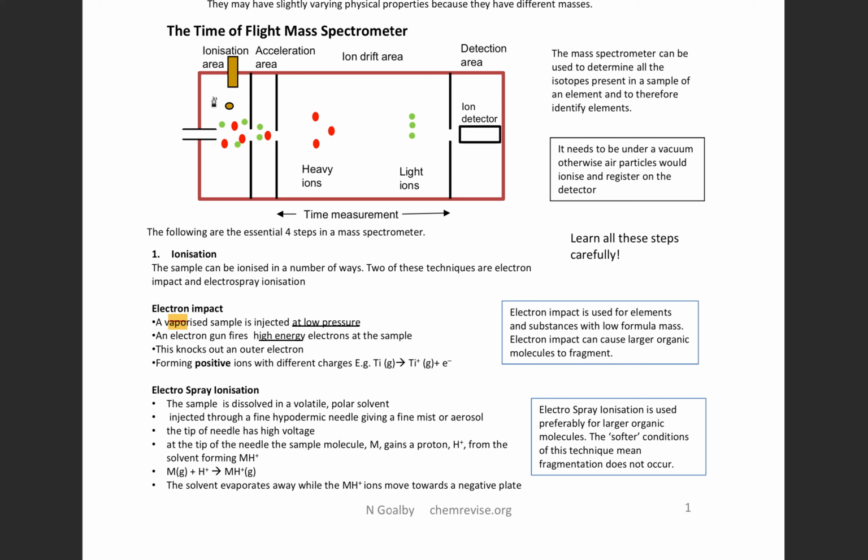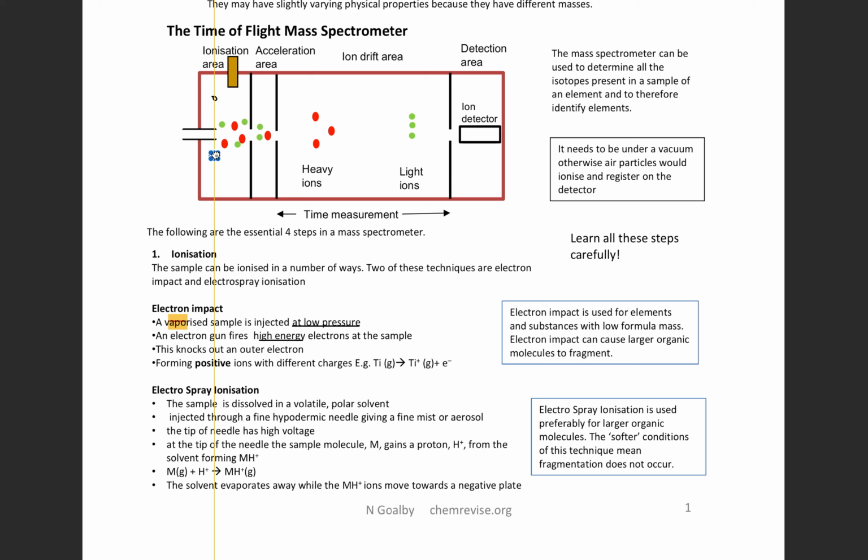I know I'm repetitive, but it's the best way to explain it. So what happens is your vaporized sample is injected into your ionization area at low pressures.